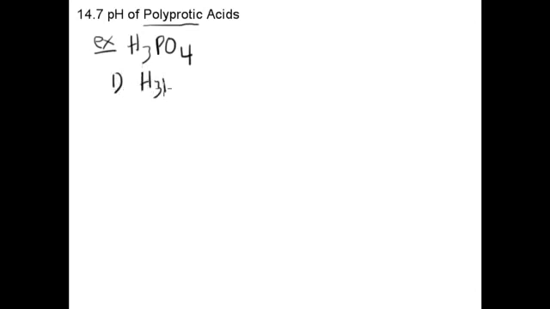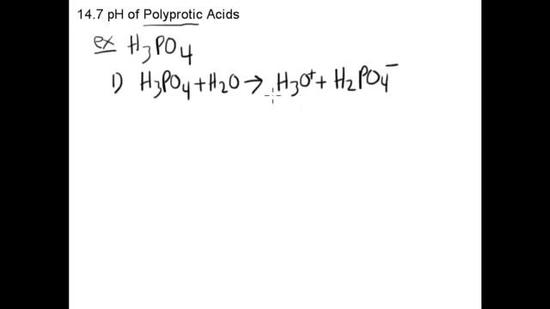That would be the H3PO4 reacting with water, and then one of the hydrogens comes off, and so it would make H3O+, and you would be left with H2PO4-. That one is a weak acid, so it would set up the equilibrium. The equilibrium constant for that one is called Ka1, because it's the first hydrogen coming off. Go ahead and pause the video and write the chemical equations for the second hydrogen and the third hydrogen coming off.